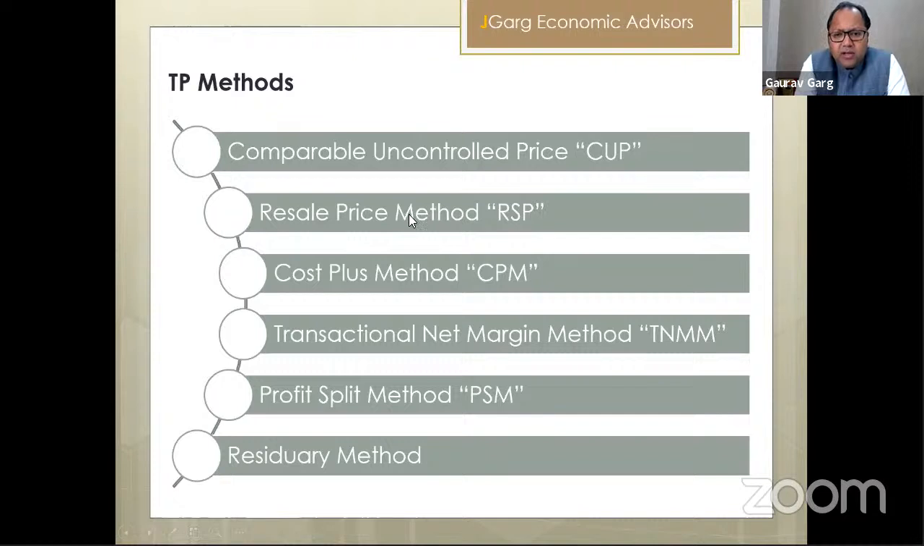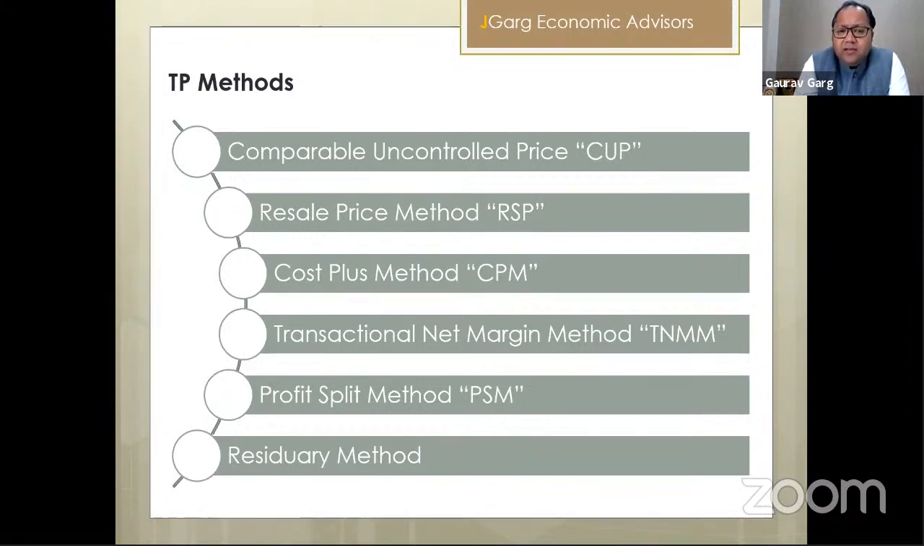So let me start with the first method, which is the CUP, comparable uncontrolled price method. In this method, we focus on price. We try to compare price, and that price should be uncontrolled, meaning it should come from a transaction between two unrelated parties. For any of the methods, the price or the profit should come from uncontrolled transactions only. And such uncontrolled transactions should be comparable. So it should be comparable, it should be uncontrolled, and then we are going to compare the price.